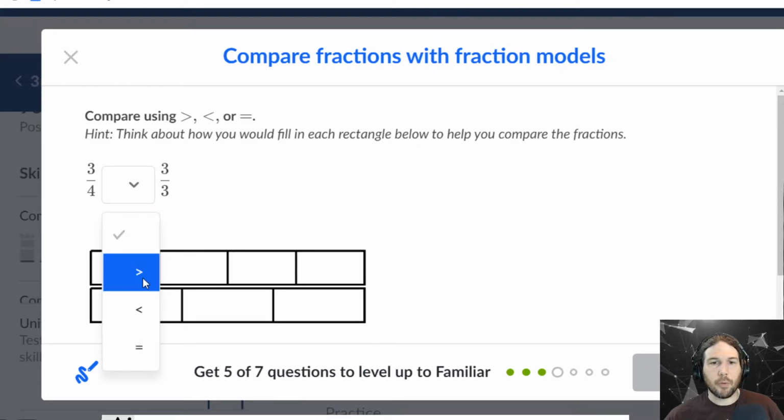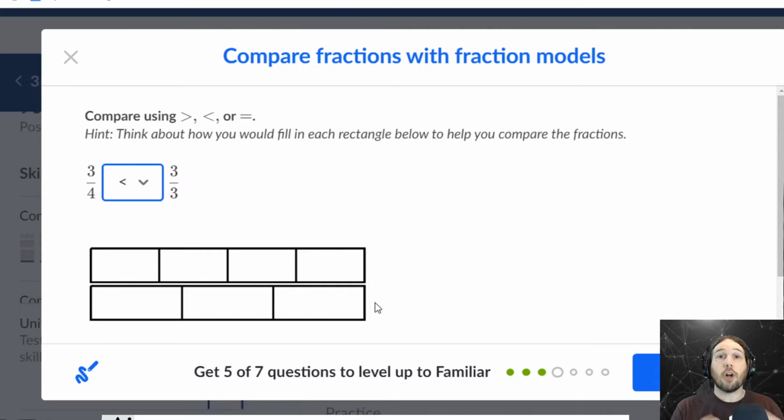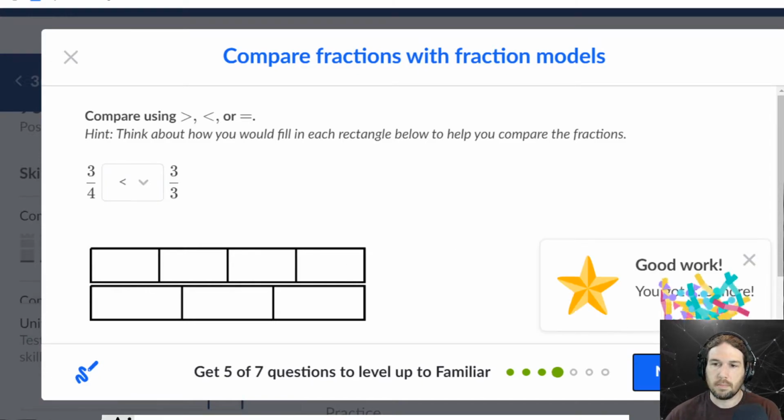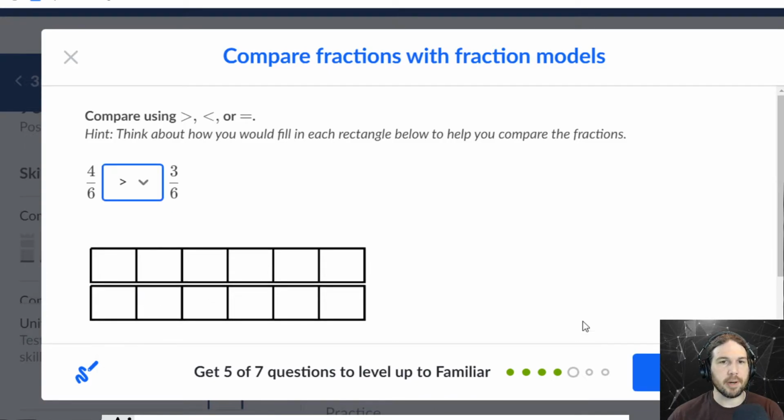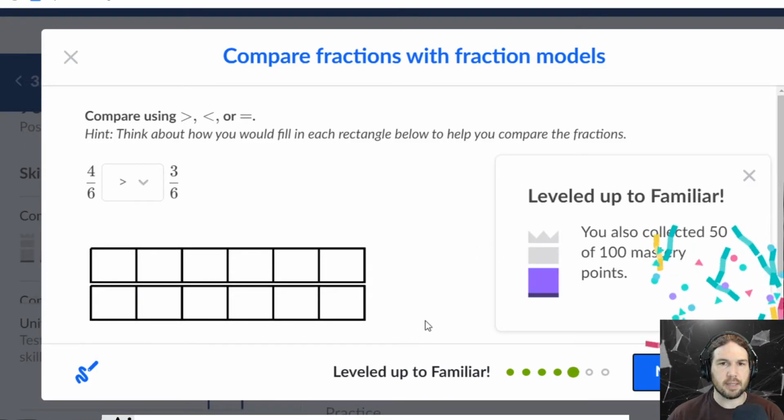3/4 is less than 3/3, and in fact, we know this also because we know that 3/3 is 1, right? And we know that any number that has a bigger denominator than numerator is less than 1. Hopefully pretty obvious. 4/6 is bigger than 3/6.